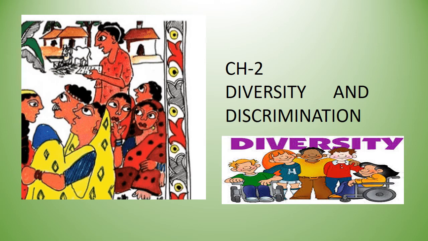Students, today we are going to study chapter number 2 of Civics class 6, which is titled Diversity and Discrimination. In chapter number 1, we have already studied that diversity, unity in diversity, is a key feature of India. Now, diversity is clear to you. Now, how diversity is affecting people living in society, that is what we are going to study through this chapter.